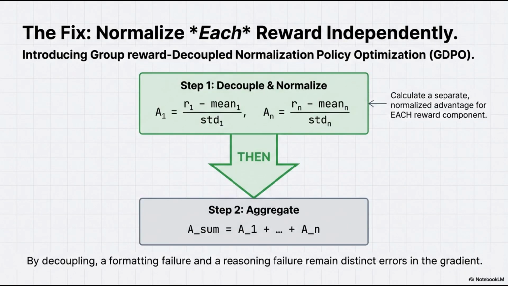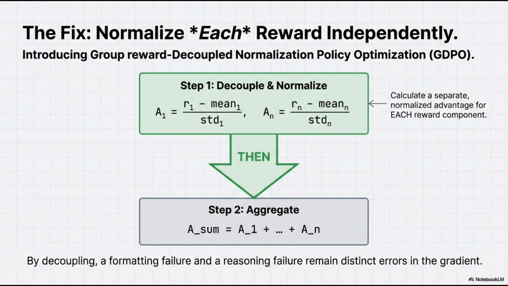Now for the solution. And honestly, the elegance of this fix is beautiful in its simplicity. Introducing Group Reward-Decoupled Normalization Policy Optimization. And the name tells you exactly what it does. It decouples the normalization. Step 1. Decouple and normalize. Instead of summing all rewards first, we normalize each reward completely independently.